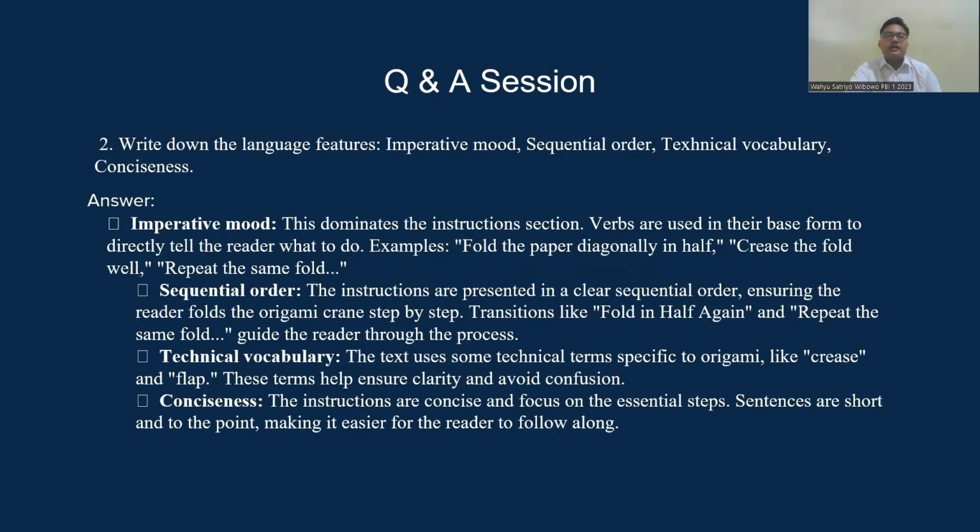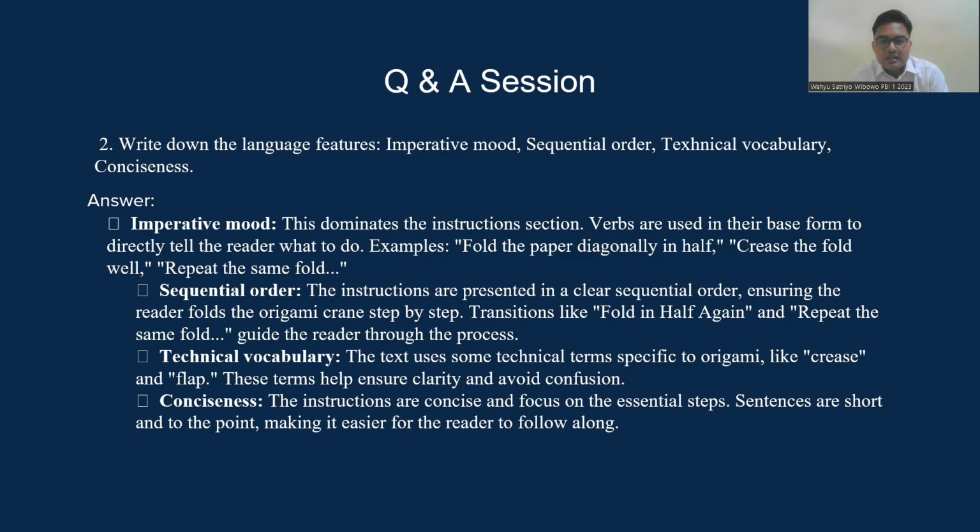And the second answer is to write down the language features: imperative mode, sequential order, technical vocabulary, and conciseness. Imperative mode dominates the instruction section. Verbs are used in their base form to directly tell the reader what to do. For example, fold the paper diagonally in half, crease the fold well, repeat the same fold.